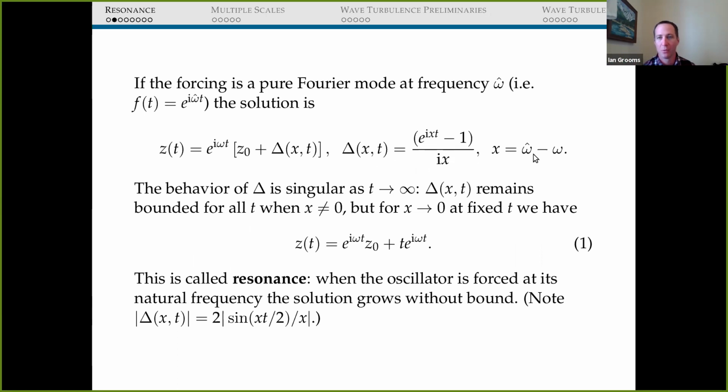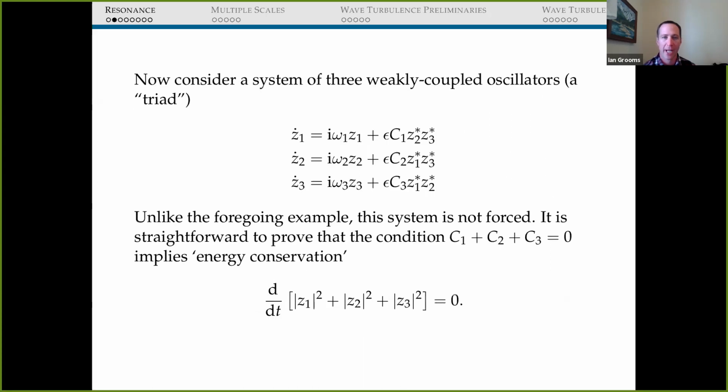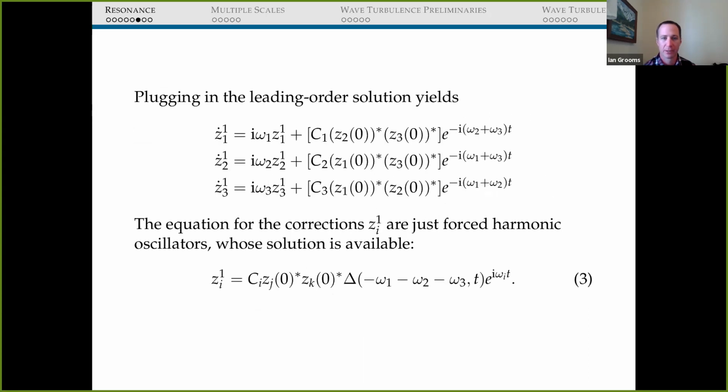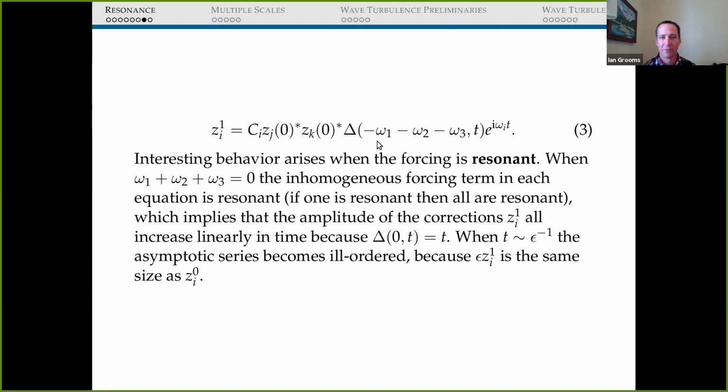When x is 0, then I'm forcing at the resonant frequency. And back in this expression for this one, whenever the first argument of the delta is 0, you're forcing at the resonant frequency. And that happens when the sum of the three frequencies for each oscillator adds up to 0. If you have a different formula for the nonlinearity, then you'll get a different condition for resonance. But for this particular nonlinear system that I've set up, that's the condition for resonance.